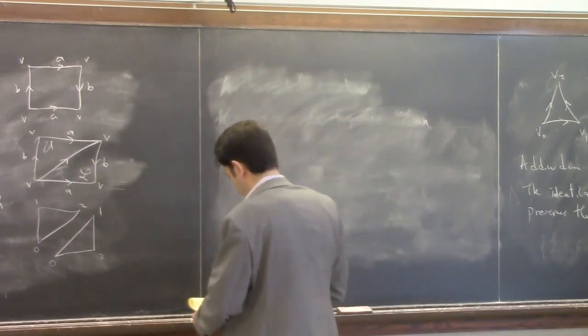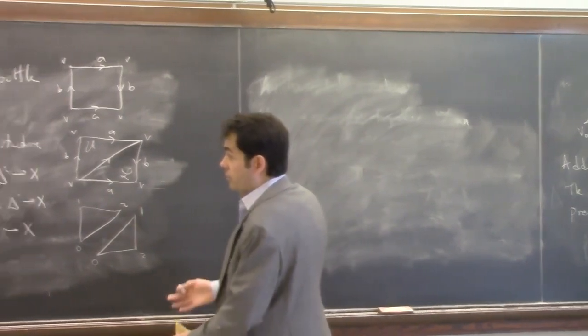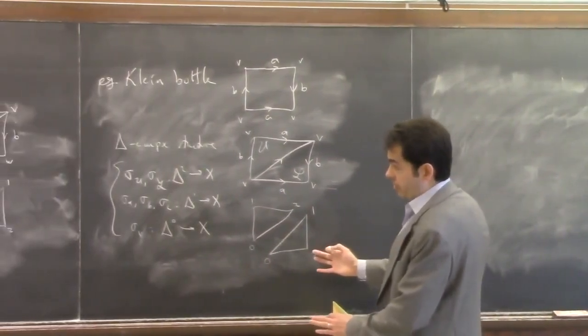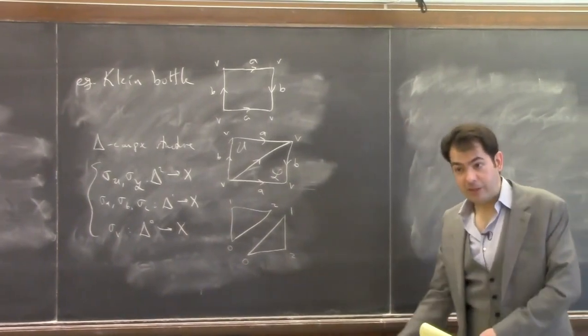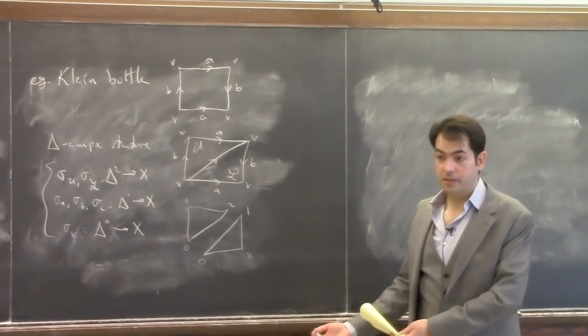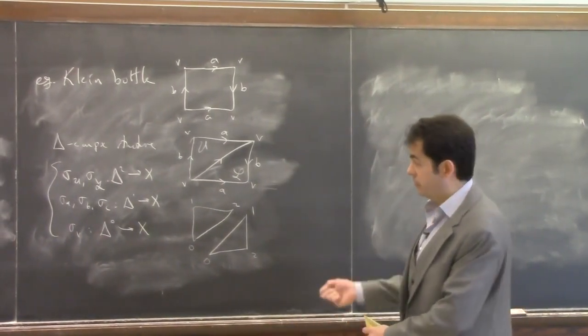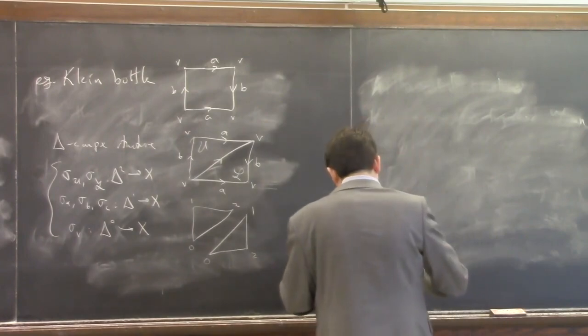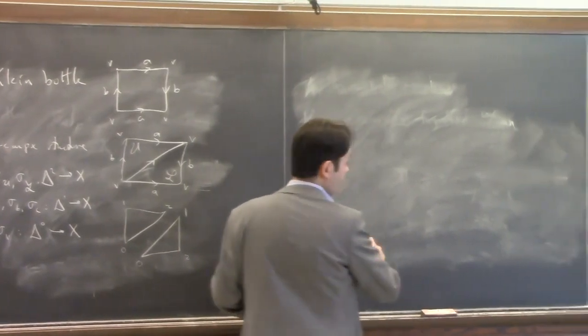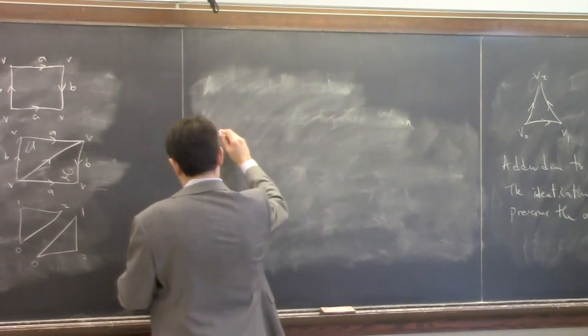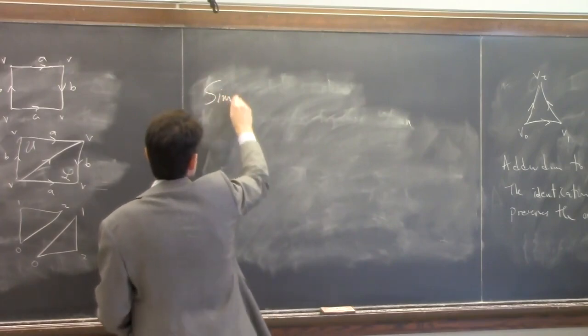Okay. Wonderful. So we have these delta complex structures. So now we can go back to what we were talking about last time and compute the homology, just like we did for a cell complex. And the point is that we will be able to define the boundary map. Okay, so simplicial homology.